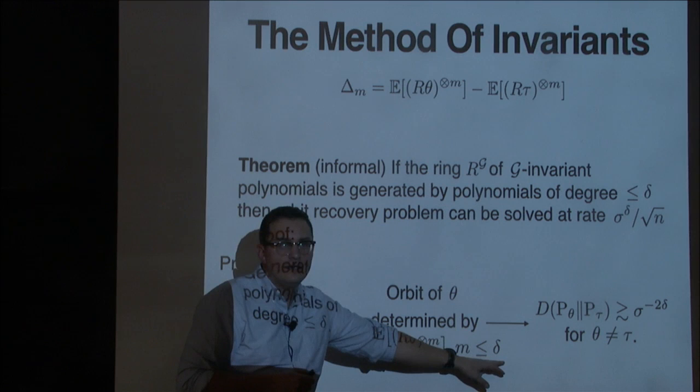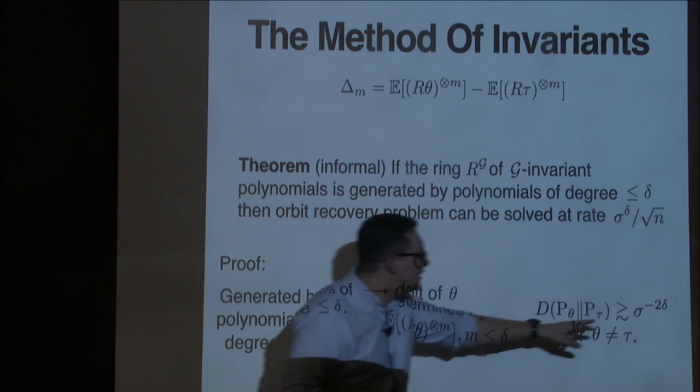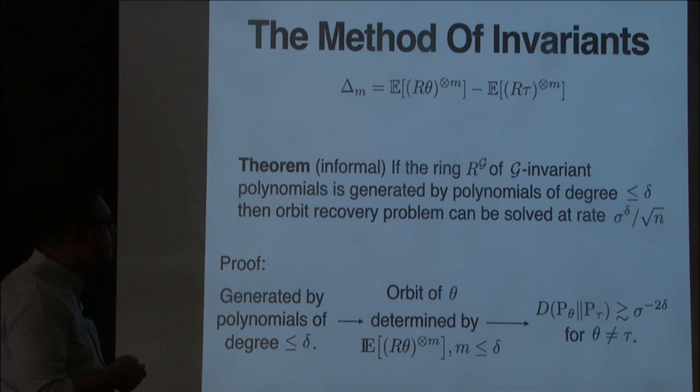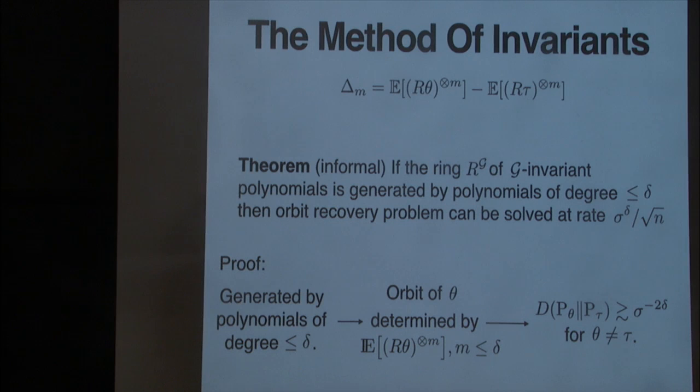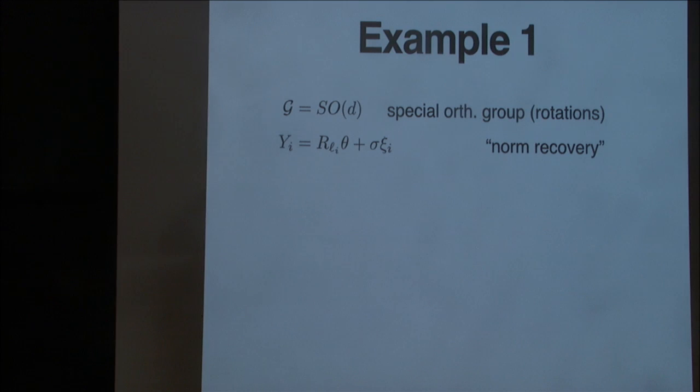Because this will generate everything. And so now that gives me this bound that I had for my relative entropy. And so that will immediately turn into these rates of estimation. Now, of course, this is absolutely not my specialty, and I know some people have a much easier time guessing what the delta will be for a particular group. But let's look at some representation theory 101 questions.